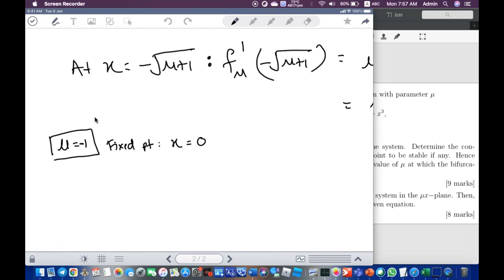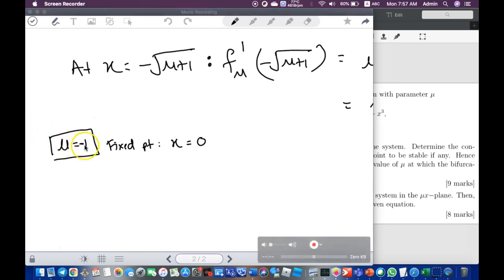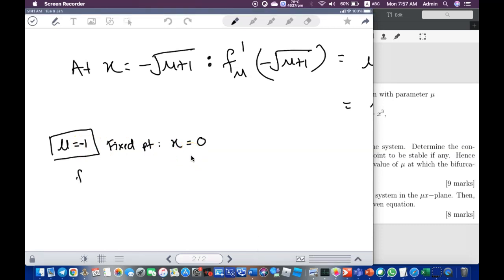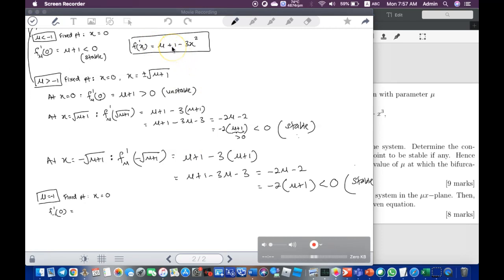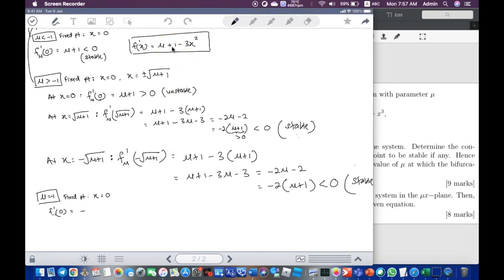Okay, so now we want to investigate for this mu exactly at -1 and x equal to 0. So our mu is now -1 at x equal to 0, and we substitute into the f prime. Okay, this one. So we substitute mu is -1, so -1 plus 1, and then -3 times 0. So we get equal to 0, which tells you that the test failed. So it is inconclusive. You cannot have any conclusion.